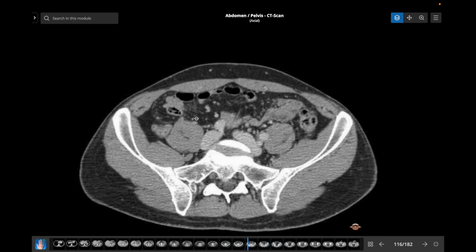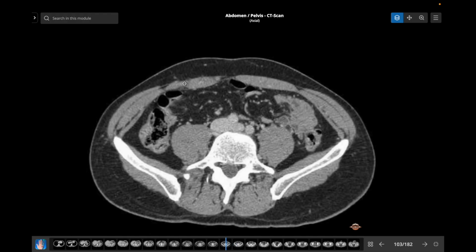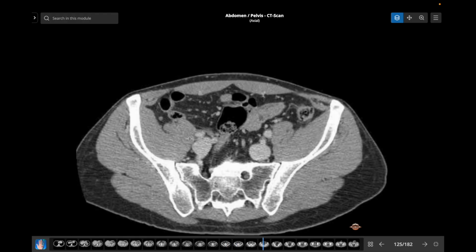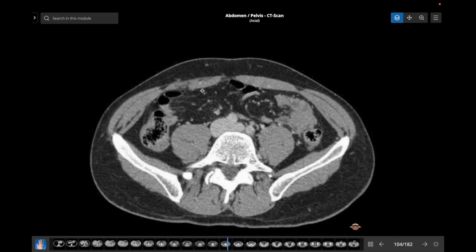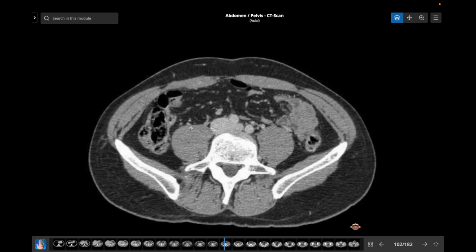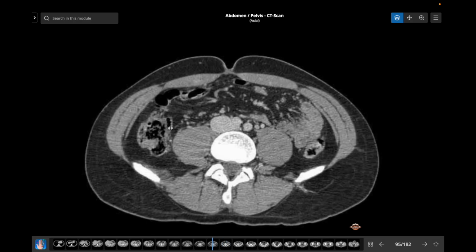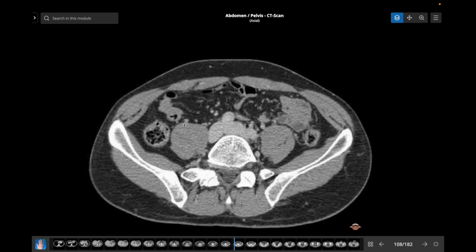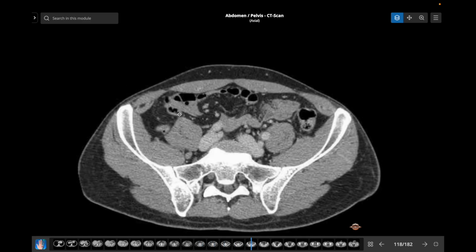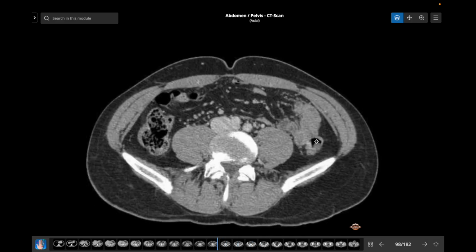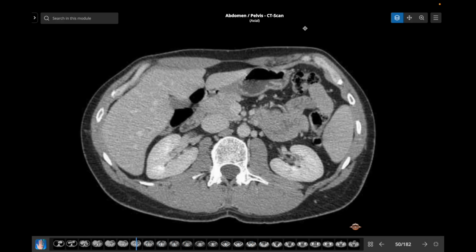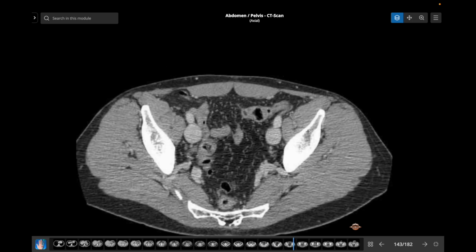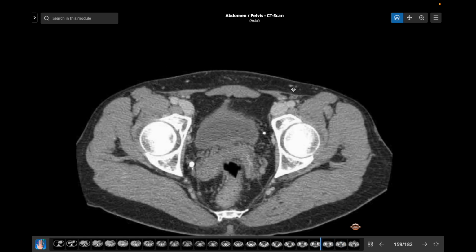This is the appendix coming off the pole of the cecal pole. And then this is the ileocecal valve here. It's often more prominent and more fatty than in this case. But those are the things to bear in mind now when we look at the structures.